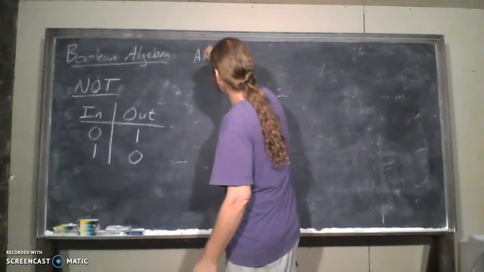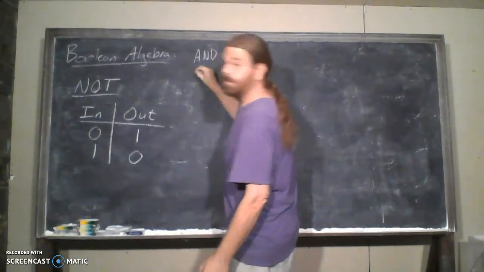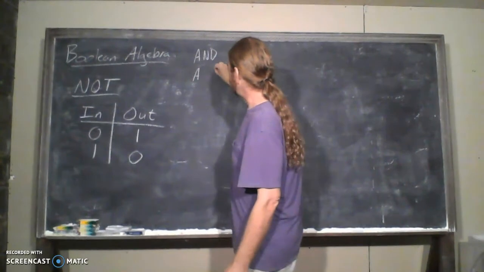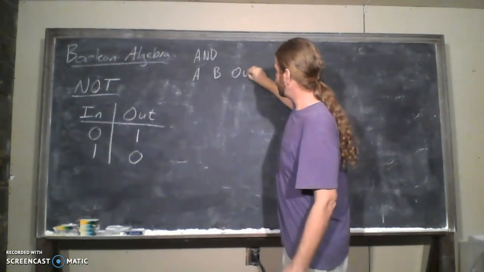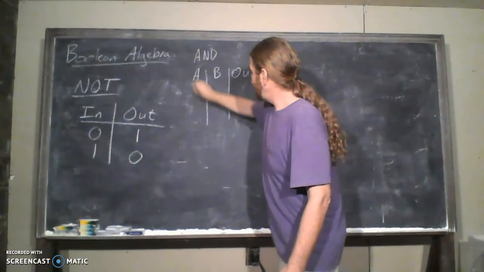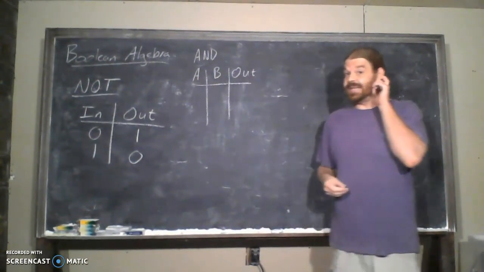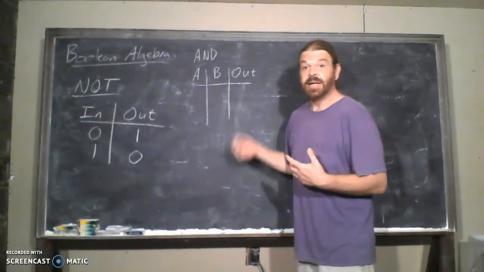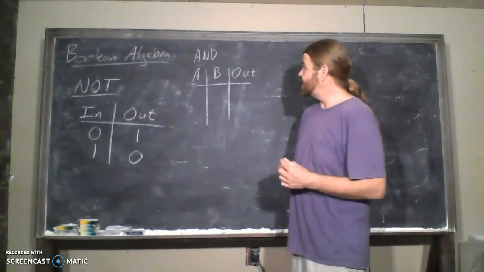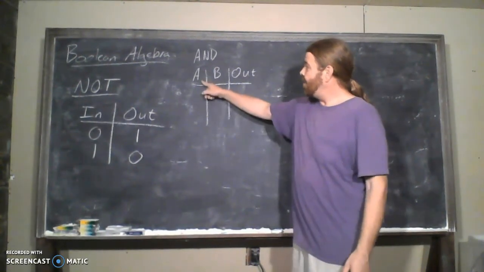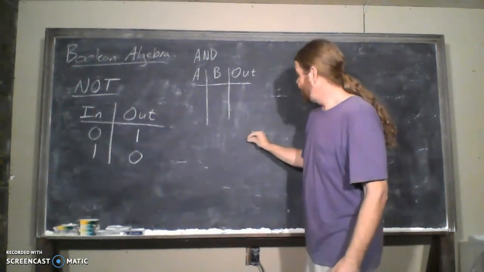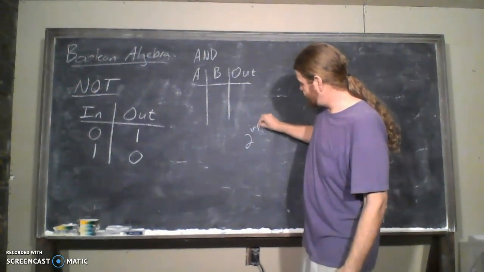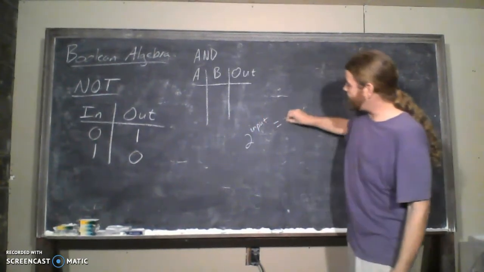So an AND gate. So AND is a binary operation. So we'll have two inputs. I'll call them A and B, and then an output. And just to be systematic, to make sure you don't miss anything, because we're just going to do some simple ones here, but they can get fairly complicated. So a good systematic method is, however many inputs you have, 2 to the number of inputs will tell you how many rows there are.